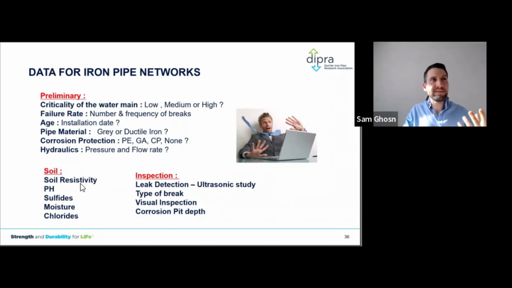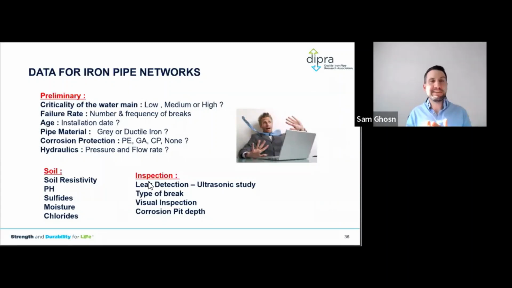We also need to look at soil resistivity and pH. If we take a lot of soil samples in the vicinity of that water main, we could tell how corrosive that soil is to iron in general. Inspection, very important. Luckily, we're dealing with a metallic pipe, and with metallic pipes, you could assess the condition of those mains. You could tell what's wrong with them. At least I could tell what's wrong with them.